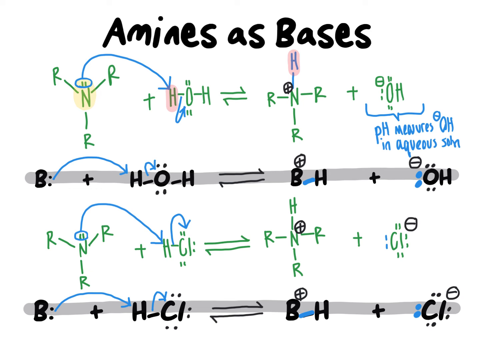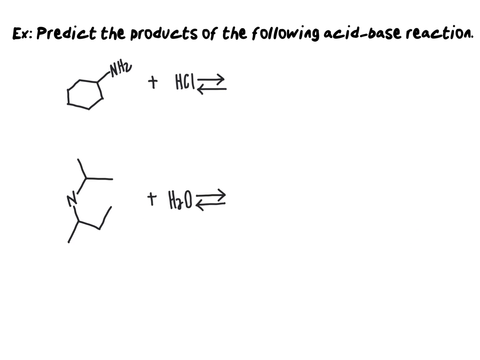So let's apply, now that we have looked at this in general terms, this information toward a few specific example problems. Here we are asked to predict the products of the following acid-base reaction. This is where we get to apply the info that we've looked at over the last several minutes towards some actual problems. So we take our amine here, reacted with HCl.